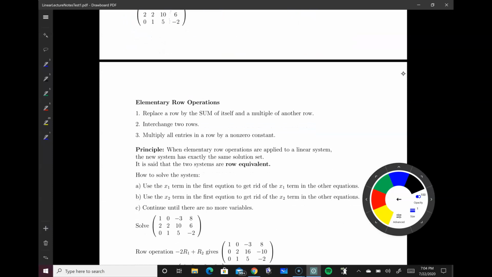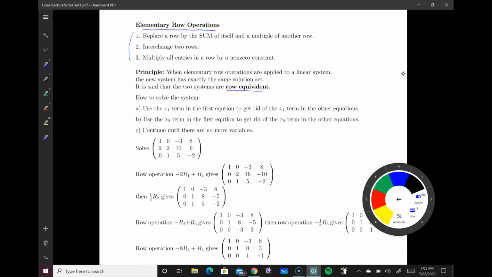All right, these 3 elementary row operations I want you to get good at, so let's talk about what they are. One of them is to replace a row by the sum of itself and a multiple of another row. And I'll illustrate all of these. This is the hardest one to kind of talk about, but we'll be doing a lot of it, so you'll get accustomed to it. The others are to interchange 2 rows, or multiply all row entries in a row by a non-zero constant. The idea is that when I do any one of these 3 things, the solution set to the new matrix is the same as the solution set to the original matrix. So we have a way of saying they're row equivalent.